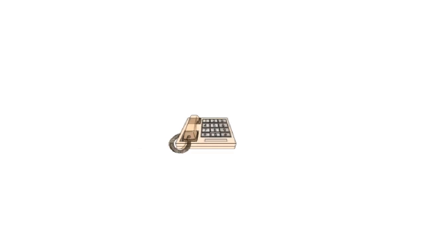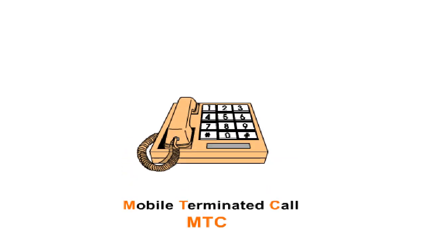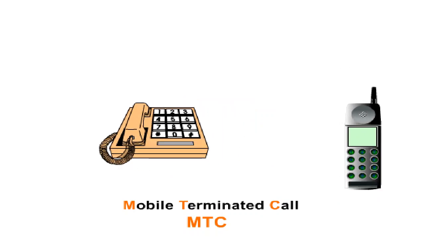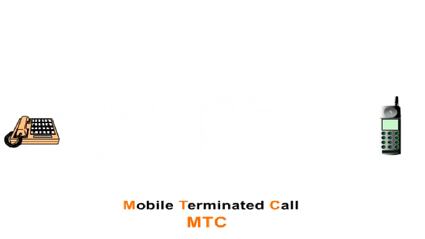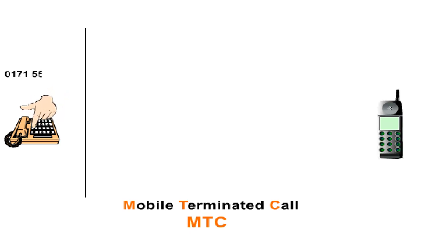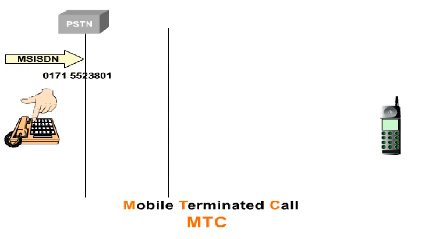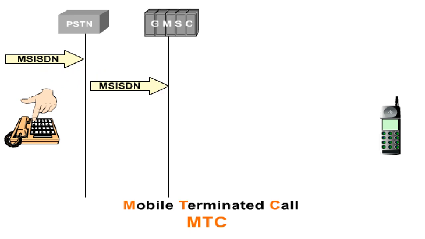We refer to a mobile terminated call, MTC, when a mobile subscriber is being called. Let's look at the MTC using a call from a PSTN as an example. First, a PSTN customer dials the number of a mobile phone. The number dialed is the MSISDN. The exchange of the Public Switched Telephone Network, PSTN, analyzes this number and contacts the Gateway Mobile Services Switching Center, GMSC, that is, the link between the PSTN and the mobile network.